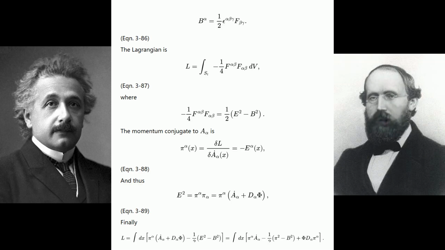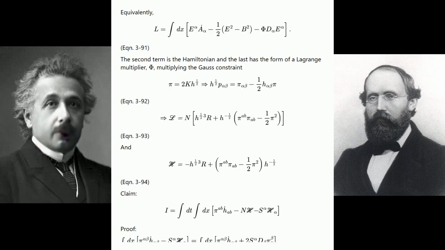The Lagrangian is equation 3-87, where see the next equation. The momentum conjugate to A sub alpha is equation 3-88. And thus equation 3-89. Finally equation 3-90. Equivalently, equation 3-91. The second term is the Hamiltonian and the last has the form of a Lagrange multiplier, phi, multiplying the Gauss constraint, equation 3-92. Equation 3-93. And equation 3-94.